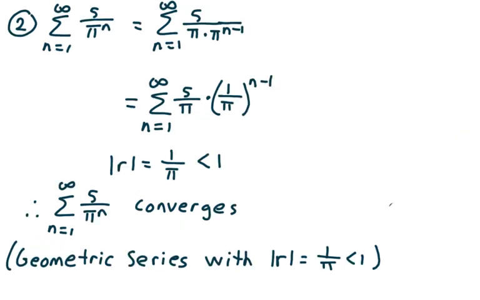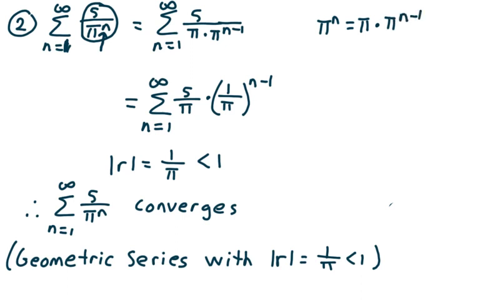Let's take a look at 2. Suppose we have the summation from n equal 1 to infinity of 5 over pi to the n. Now, this one's tricky because remember that the lower limit is 1, and so that tells me the exponent here has to be n minus 1. So we actually have to rewrite this. Referring again to 5 over pi to the n, remember that pi to the n is equal to pi times pi to the n minus 1.